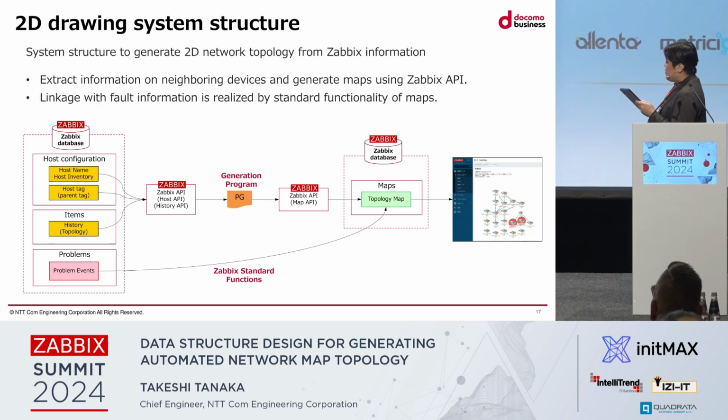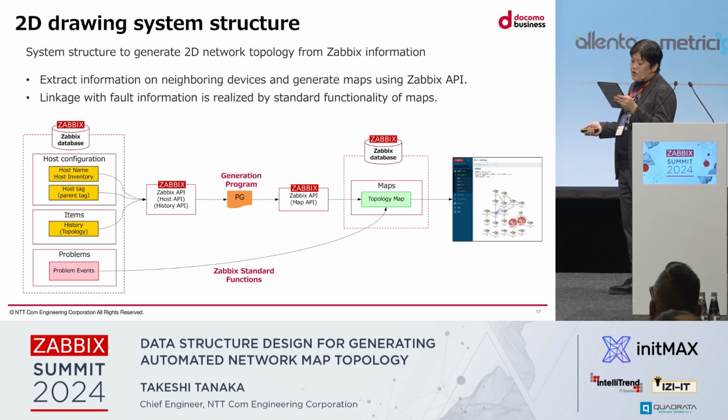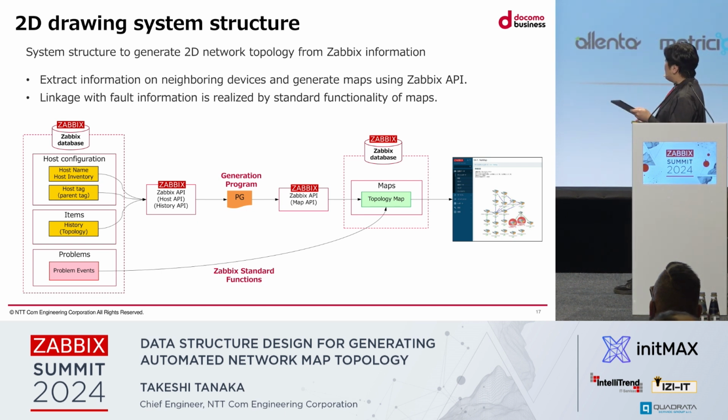The structure of the 2D drawing engine backend. The Zabbix map has an ability to display fault information and item values. We have developed a program to read information and generate map diagrams using Zabbix API.